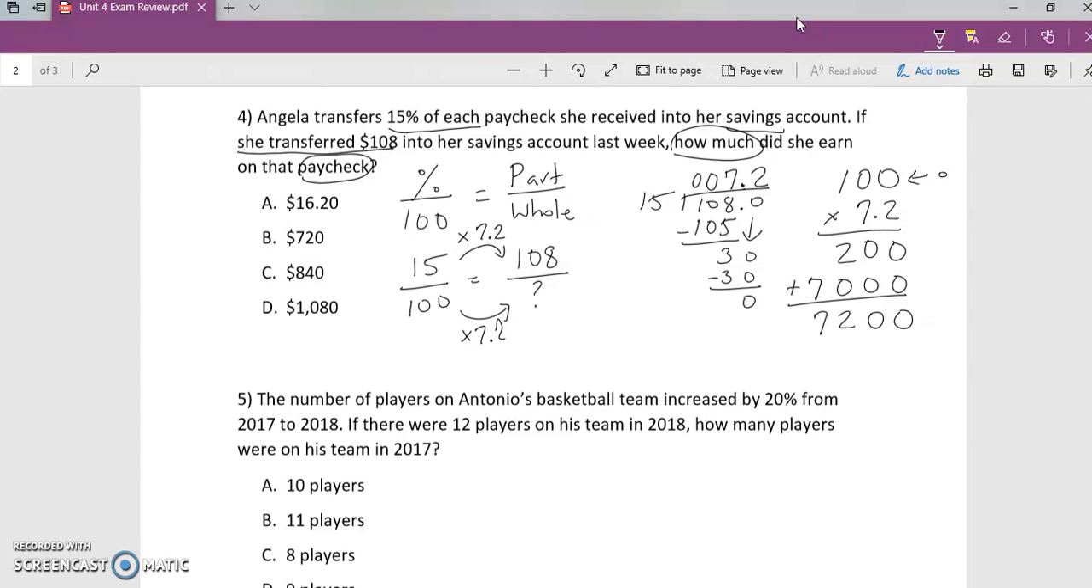I have 0 decimal places here and 1 decimal place here. So that's where the decimal goes. And I now know that her total paycheck was $720, letter B. Final answer.